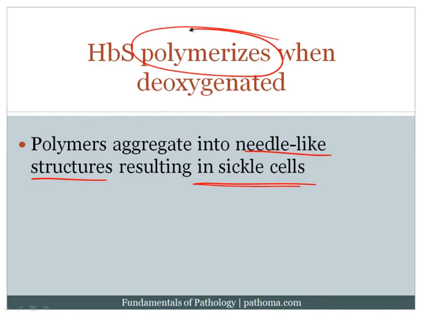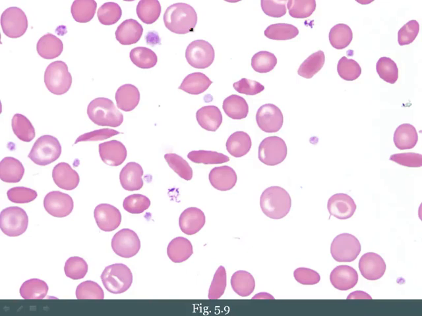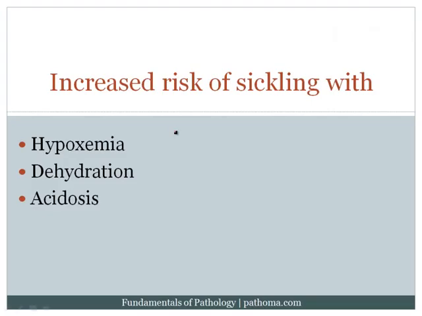It is not a covalent bonding. It's a polymerization, and it is reversible. This is what the sickle cells look like. They kind of take on this banana shape, and again, this is due to the polymerization of the hemoglobin S.